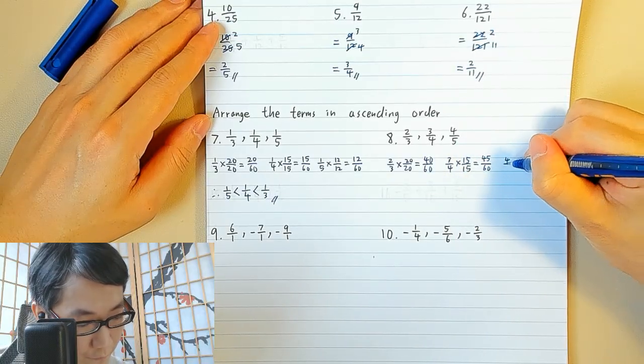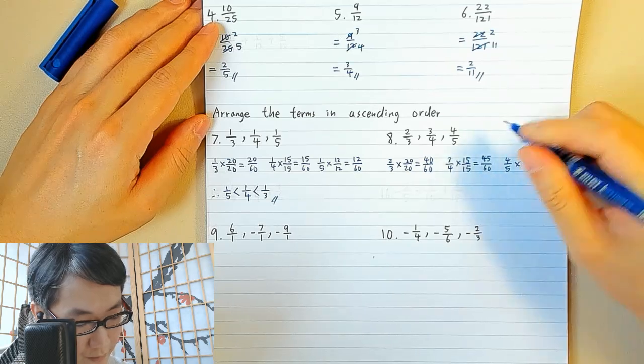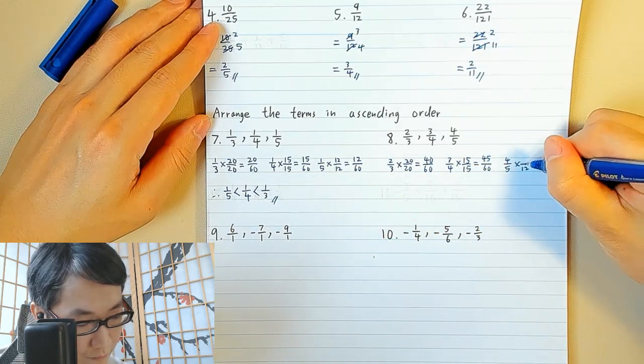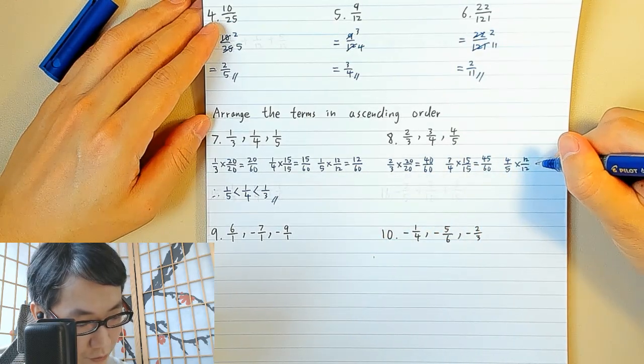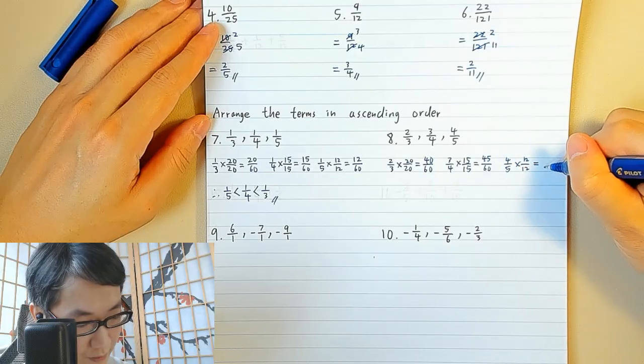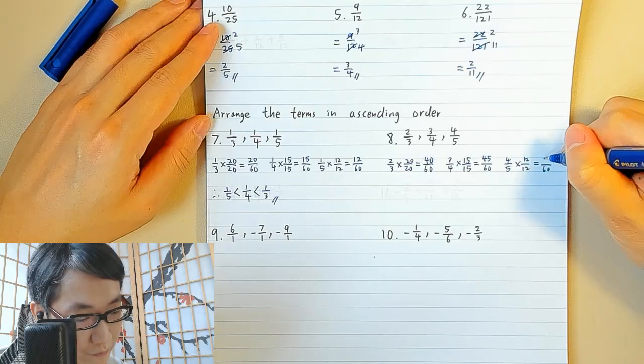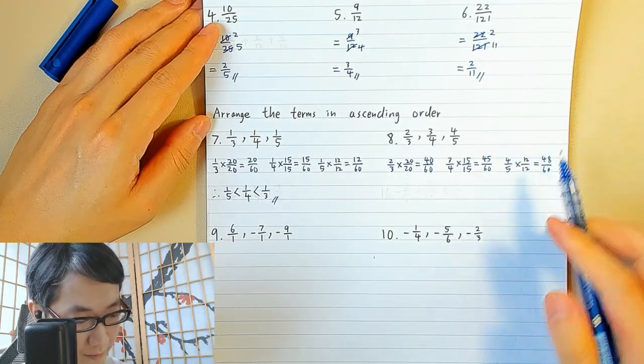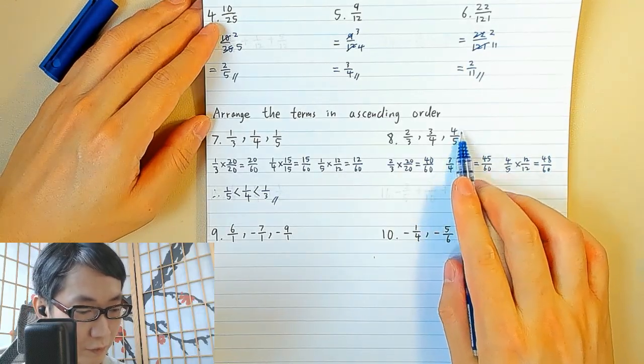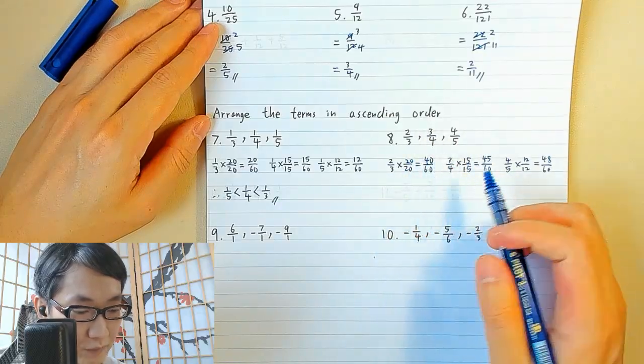And then 4 over 5 multiplied by 12 over 12. This is 60. And then 4 times 12 is 48. Okay. So actually 4 over 5 is the largest and 2 over 3 is the smallest.